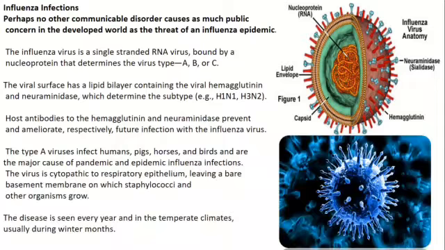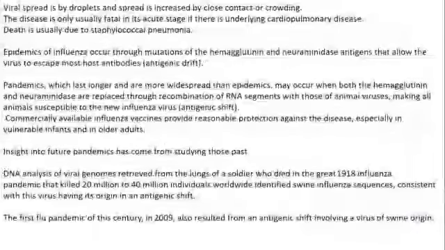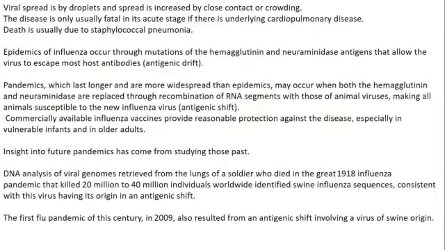The type A viruses infect humans, pigs, horses, and birds, and are the major cause of pandemic and epidemic influenza infection. The virus is cytopathic to respiratory epithelium, leaving a bare basement membrane on which Staphylococcus and other organisms grow. The disease is seen every year, and in the temperate climate, meaning مناخ معتدل, usually during winter months. Viral spread is by droplets and is increased by close contact or crowding.